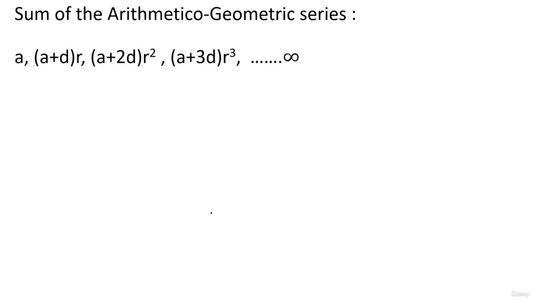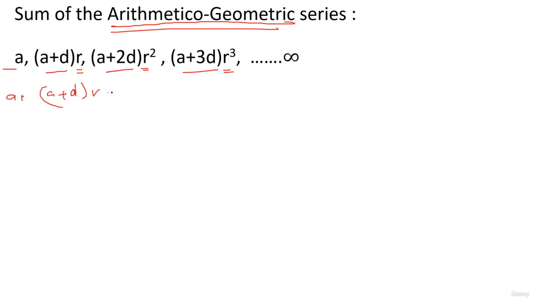Okay, so what do you observe, guys? If we have an arithmetic progression, A plus D, A plus 2D, A plus 3D, and I'm multiplying with R, the common ratio of a GP, I'm forming an arithmetico geometric progression, right? So what we can do is solve like the previous question we solved: (A plus D) into R plus (A plus 2D) into R square is equal to S.